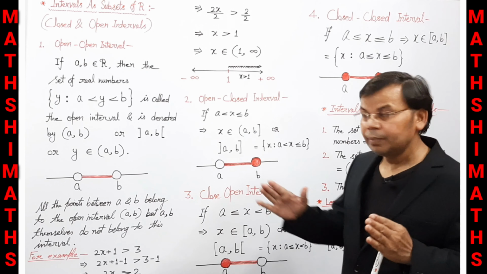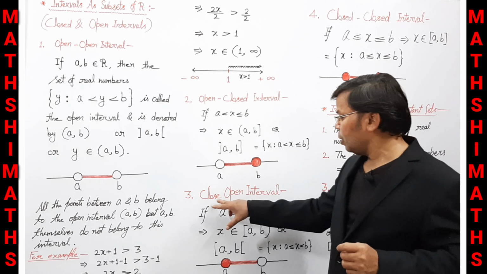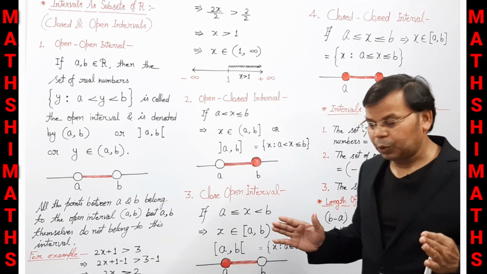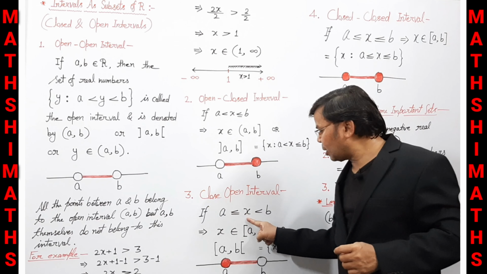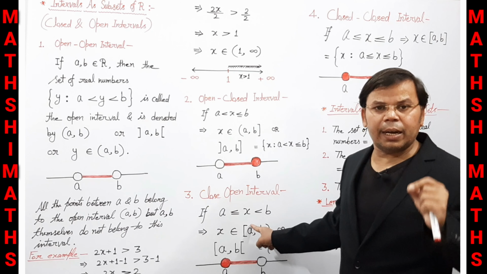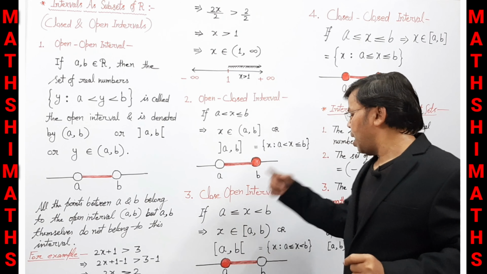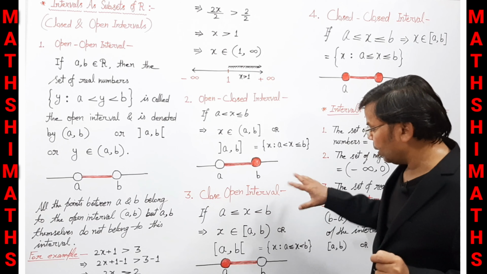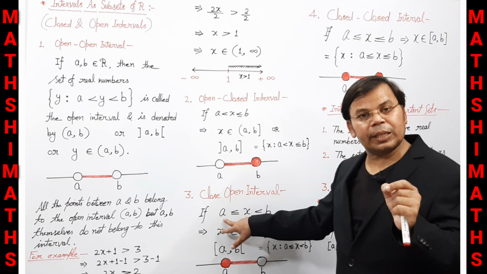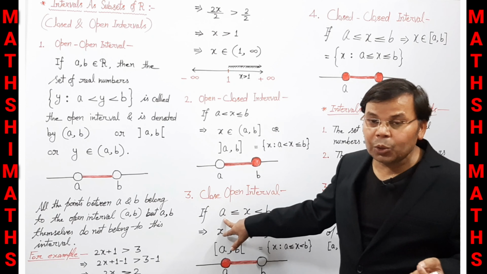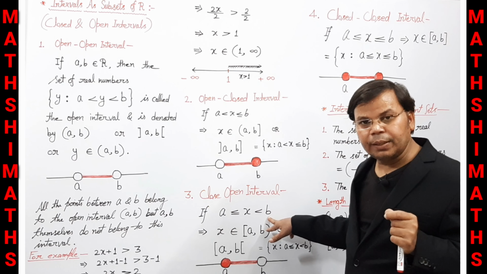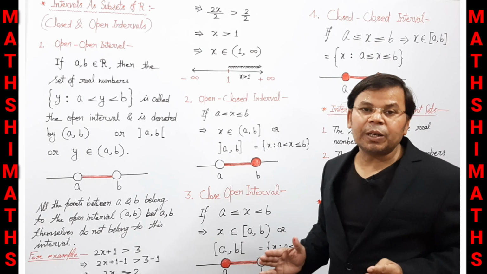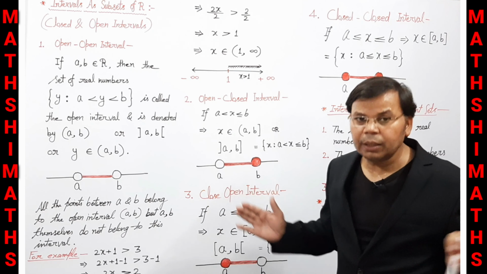Now the third type of interval is the closed-open interval. If x is greater than or equal to a and x is less than b, it means a is included because a is closed, but b is not included because b is open, and all the values between a and b are included.